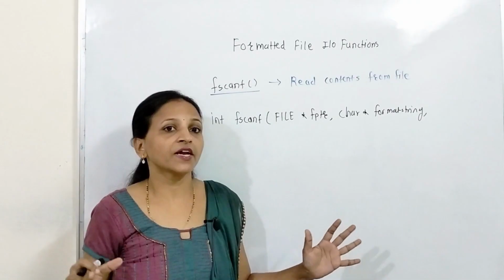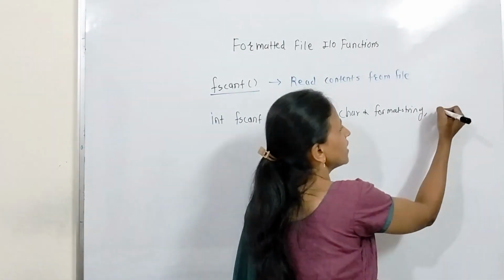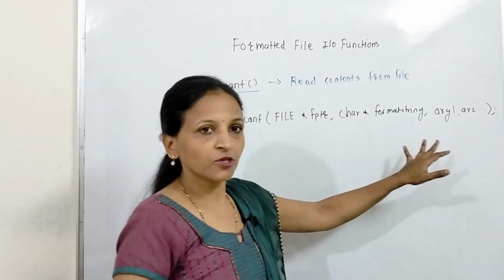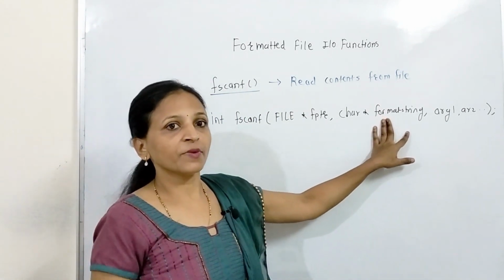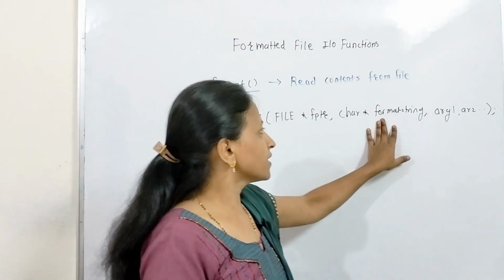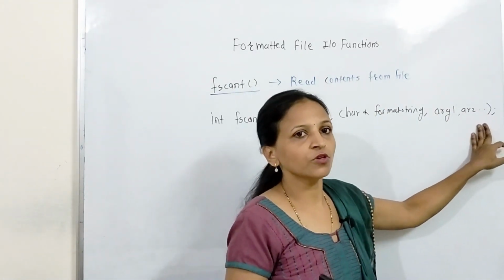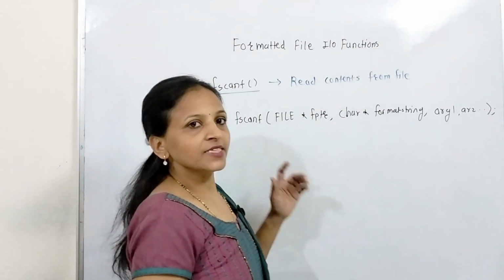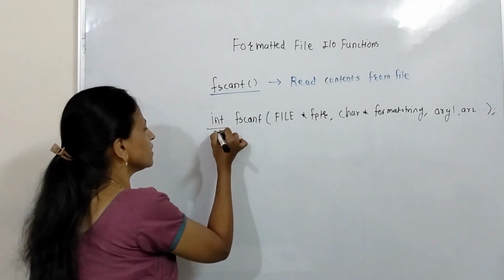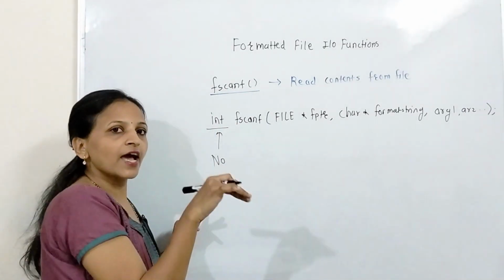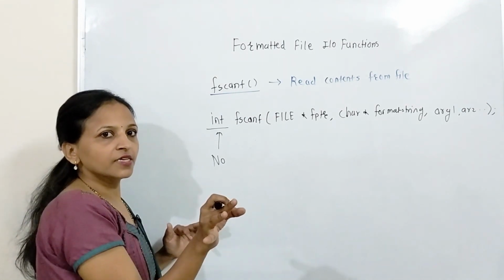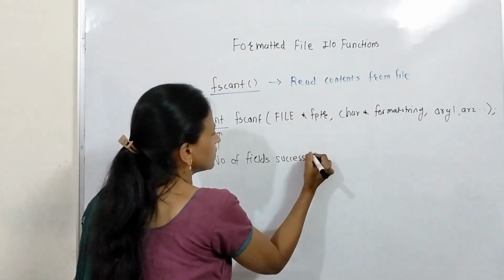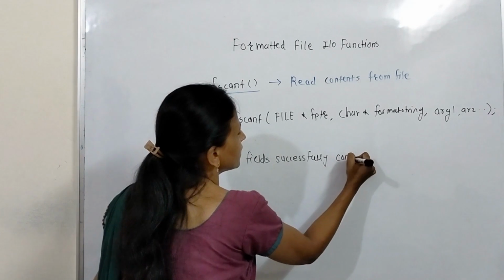And the next one, that argument list you have to pass over here as the next arguments: argument 1, argument 2 and so on. This is not fixed, because as per the format string, whatever format specifiers you have passed inside this format string, that number of arguments you have to pass after this argument. Now this function is returning one integer value. This is nothing but the number of fields successfully converted and assigned.